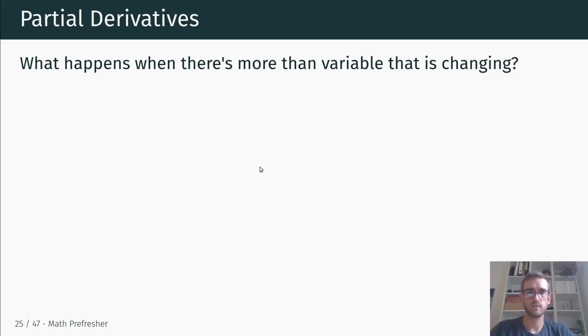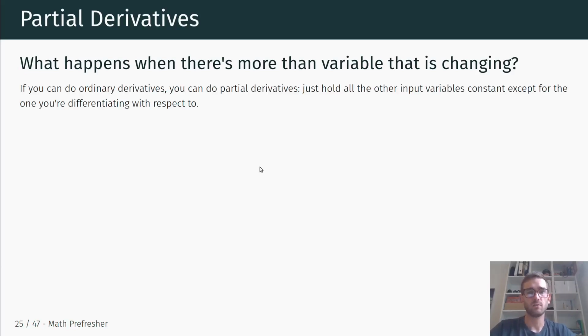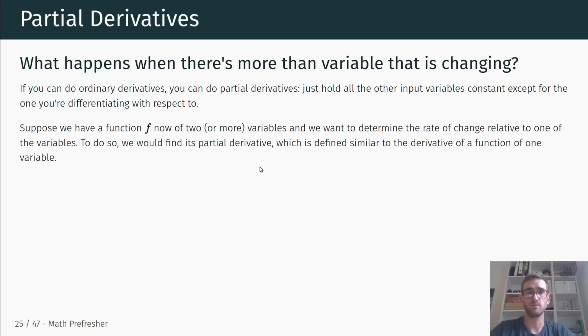Lastly, another topic that we will encounter once we deal with functions that take multiple inputs is partial derivatives. So what happens when there is more than one variable that is changing. Ultimately, if you can do ordinary derivatives, you can also do partial derivatives. The way we deal with partial derivatives is to just hold all other input variables constant except for the one we're differentiating with respect to, right?